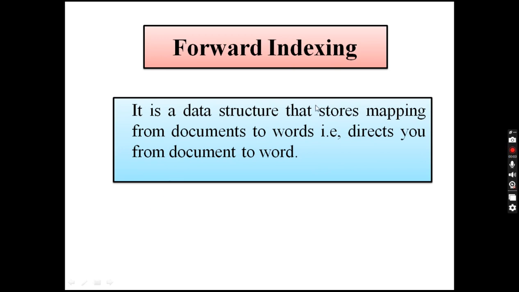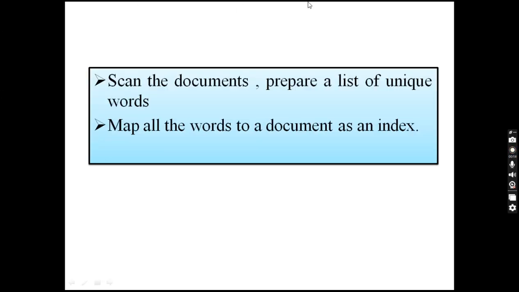Next we will see forward indexing. Forward indexing is a data structure that stores a mapping from documents to words, that is, it directs you from document to word. So these are the steps to create a forward index. Scan the documents and prepare a list of unique words. Map all the words to a document as an index.